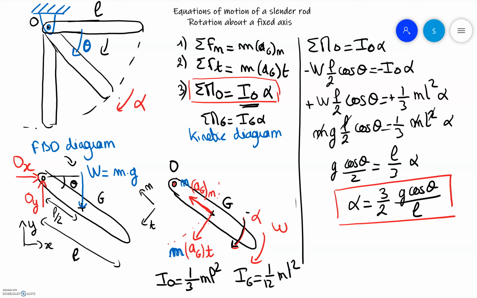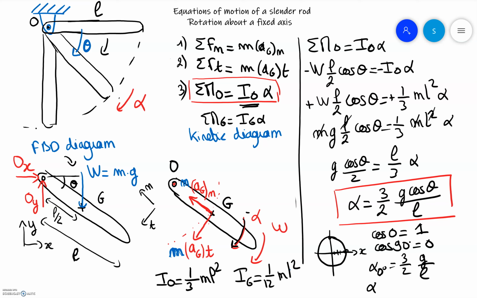And when is it max? So we have our little triangles. That's my cosine on my axis x. So cosine is maximum when theta is minimum. So when theta is 0, cosine of 0 is equal to 1, and cosine of 90 will be equal to 0. That means that alpha for theta equals 0 degrees is max, and it's equal to 3/2 of g divided by L, and at theta of 90 degrees, it's equal to 0.